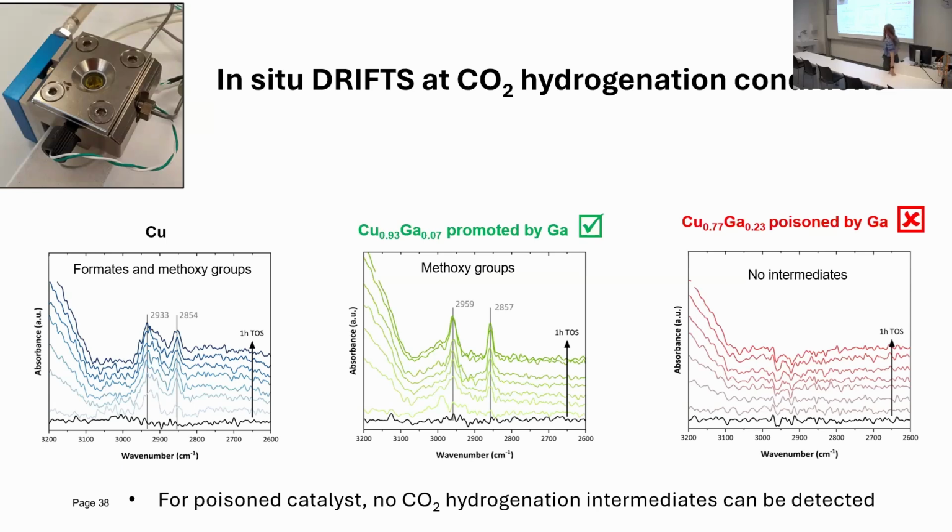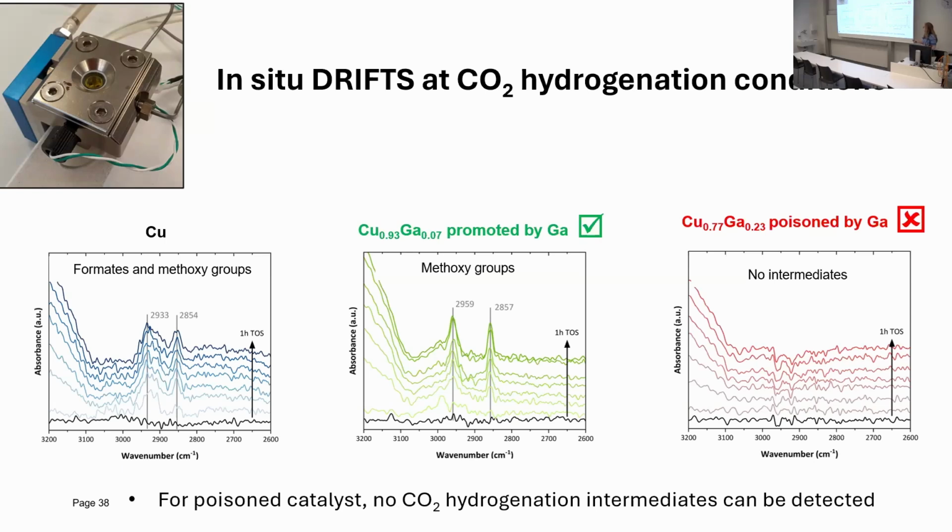And what we could see is that the catalyst poisoned by gallium didn't show any intermediates. The catalyst containing only copper was showing both formate and methoxy intermediates. And the promoted catalyst was showing only the methoxy intermediate.